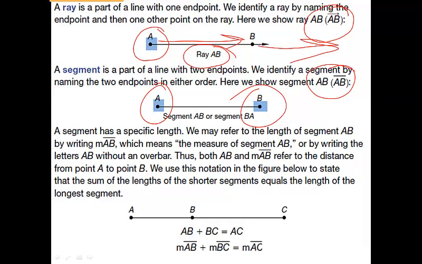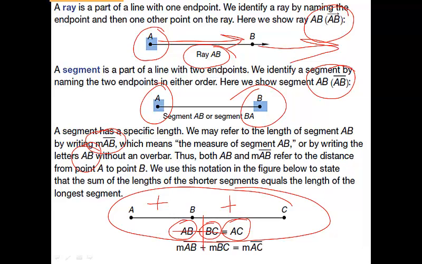And to show the measure of that, sometimes they'll write that with an M in front of it like that. Or sometimes they'll just leave it with nothing over it at all, like you see down here. Those all mean the measure. So the measure of AB plus the measure of BC equals the measure of all of this. That's what it's saying there. Or they could write it with the M's like they have down here.